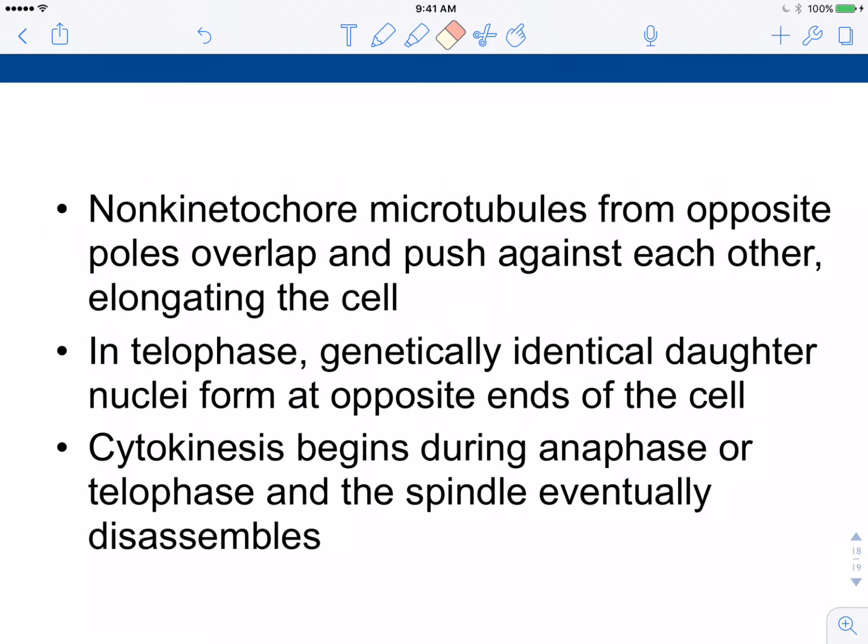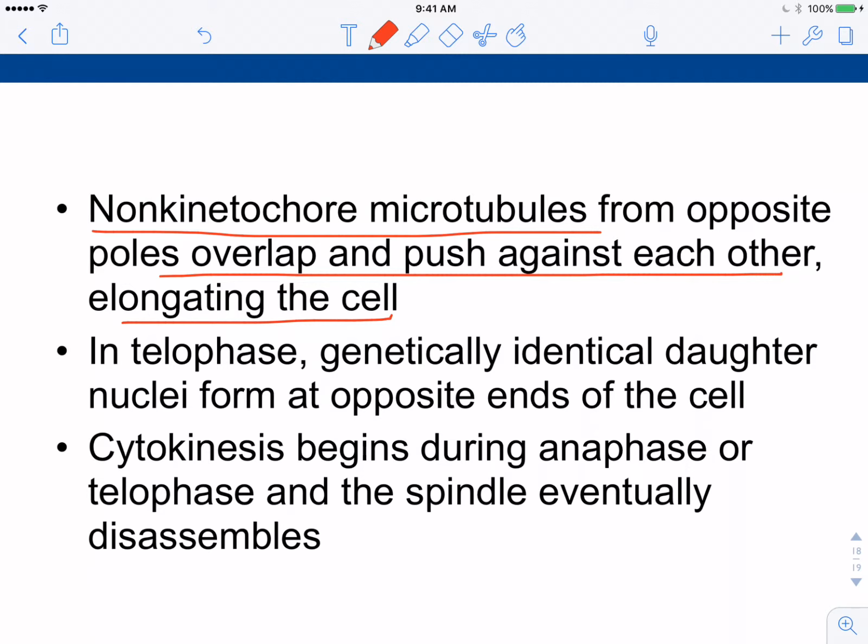Okay, and previously I mentioned the non-kinetochore microtubules. They don't attach to chromosomes, but they are important in maintaining the shape of the mitotic spindle during mitosis. So they overlap each other and push against each other, elongating the cell and pushing the centrosomes apart.